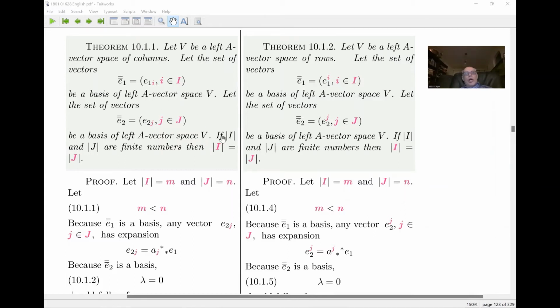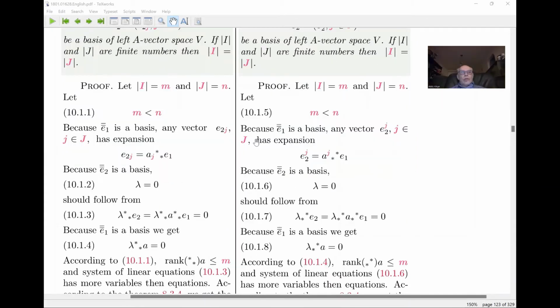If the power of the set I and the power of the set J are finite numbers, then the power of the set I equals the power of the set J. Shortly speaking, the power of a finite set is the number of elements of this set. Let the power of set I equal m and the power of set J equal n, and let m be less than n. Because E1 is a basis, any vector e_j of basis E2 has an expansion relative to basis E1.